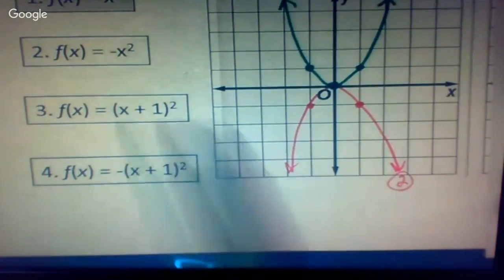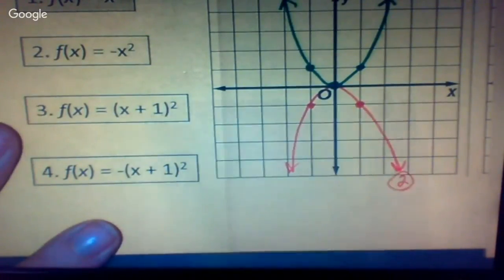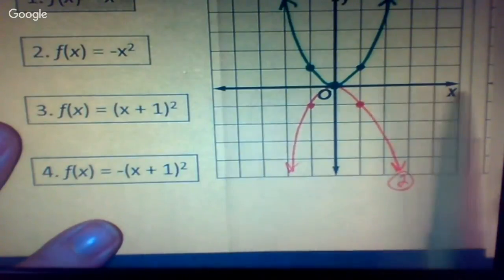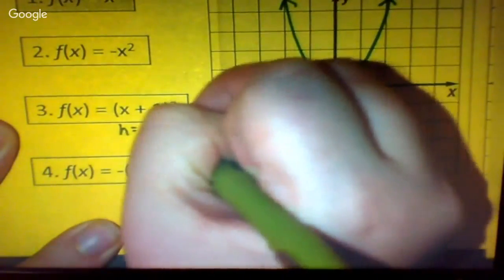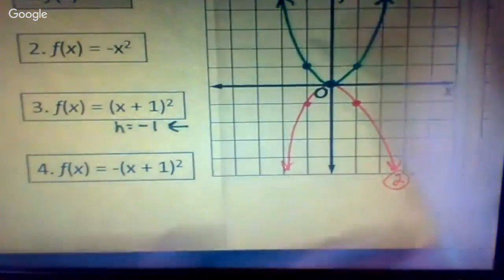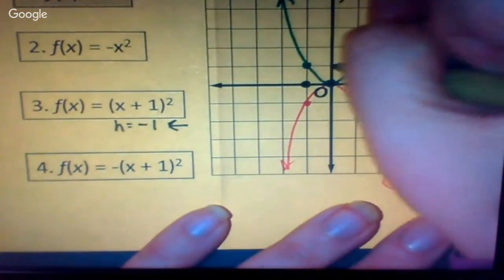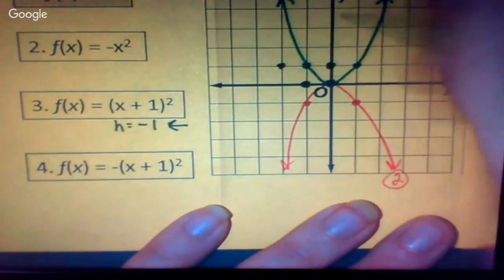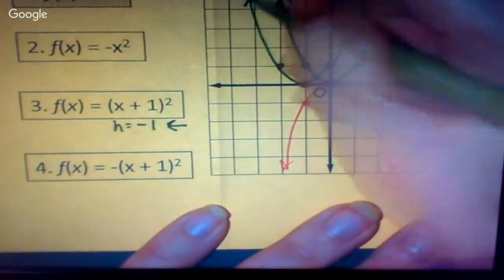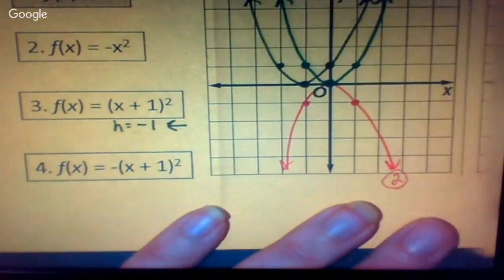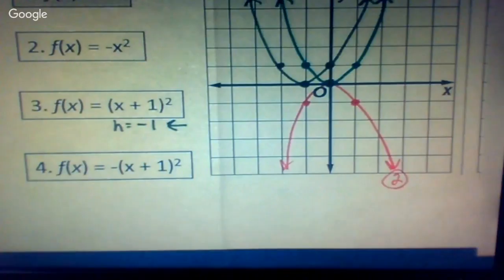Think about it this way. It's inside with the x, so it should move in the direction of your x-axis, which means it should move left or right. And because it's plus 1, that means my h value is actually -1, which moves it to the left. So my graph would look like this. We're going up, and it's not a negative, so it's an upward. It's a happy norm.